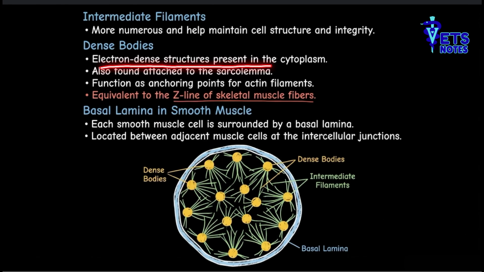Dense bodies are electron dense structures present in the cytoplasm, also found attached to the sarcolemma. They function as anchoring points for actin filaments, equivalent to the Z lines of the skeletal muscle fiber. Very important point: basal lamina. Each smooth muscle cell is surrounded by basal lamina, located between the adjacent muscle cells and the intercellular junction.